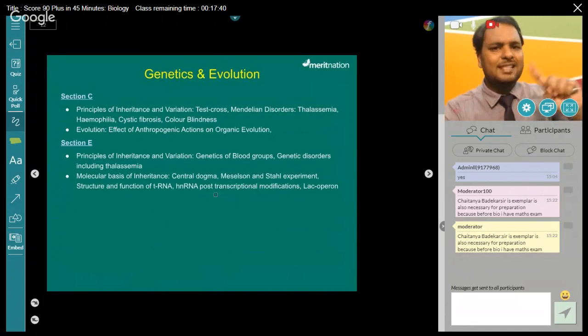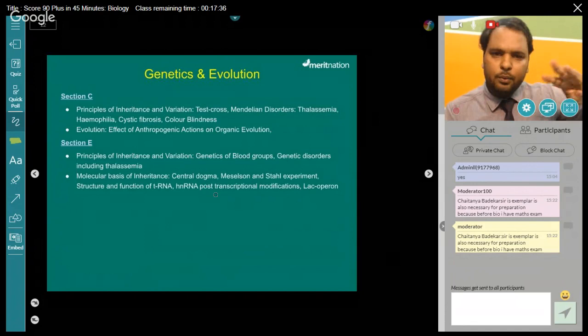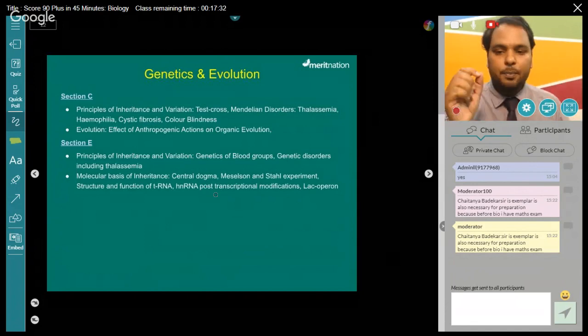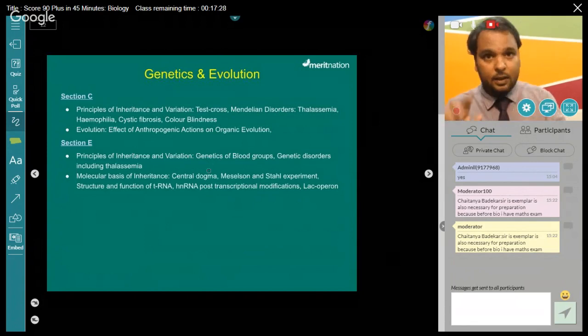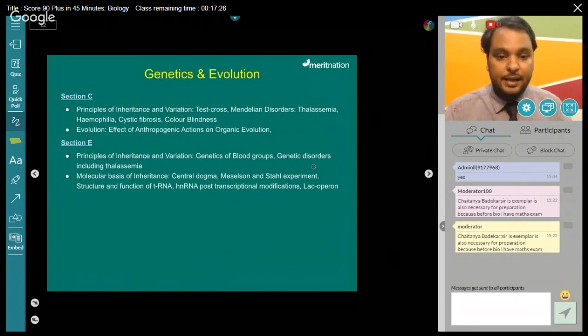Section E, last, that is 5 marks questions. There is always not a single big question, but 2, 3 multiple questions in a 5 marks, like 2 marks, 2 marks, and 1 mark. So principles of inheritance and variation, genetics of blood group. There's a chart there also in NCERT, genetic disorders including thalassemia. So when you prepare this, your 5 marks question will also be prepared.